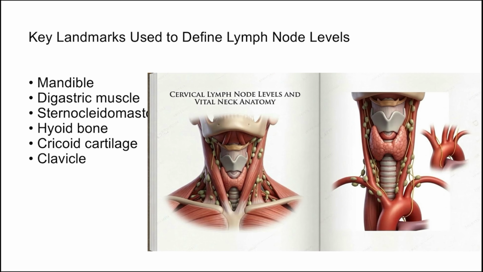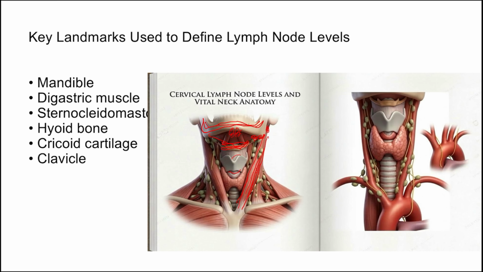These landmarks include the mandible. So this is the mandible. This is an important landmark because it gives us the location of submental nodes, which will be somewhere here. So these include the mandible, the digastric muscles. This is the digastric muscle, the anterior belly of the digastric muscle, and then the posterior belly of the digastric muscle, the sternocleidomastoid muscle, and then the hyoid bone. This is the hyoid bone, and then the cricoid cartilage.